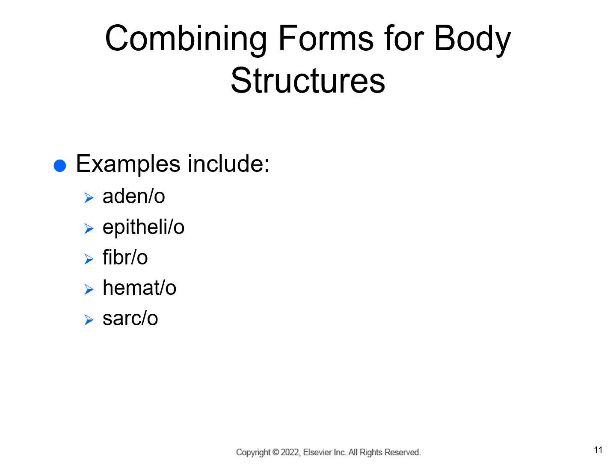Let's take a look at some body structure combining forms, and this is not a complete list, but just a section of examples from your material. Adeno means gland. Epithelio is epithelium. Fibro is fiber. Hemato is blood, and you find other word parts and combining forms that will also mean blood. Sarco is flesh or connective tissue.